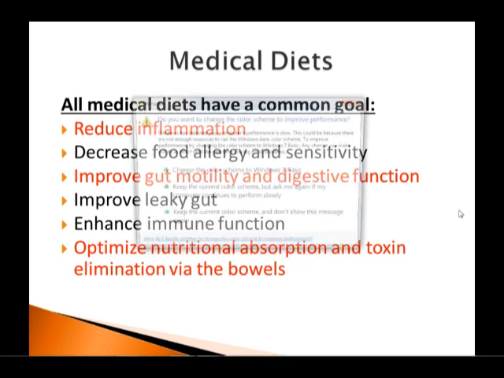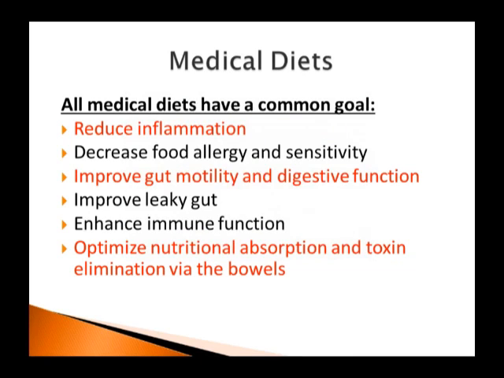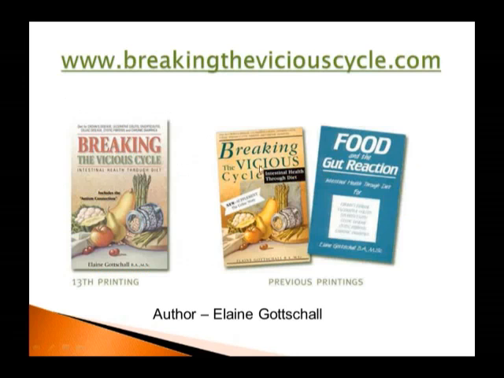All of these medical diets, whether it's a gluten casein-free, a specific carbohydrate, a GAPS diet, low oxalate diet, whatever, the common goal is that they're trying to help reduce inflammation, improve digestive function, optimize nutritional absorption, and essentially eliminate the toxicity issues that are found in the bowel that are then affecting your child behaviorally and cognitively.